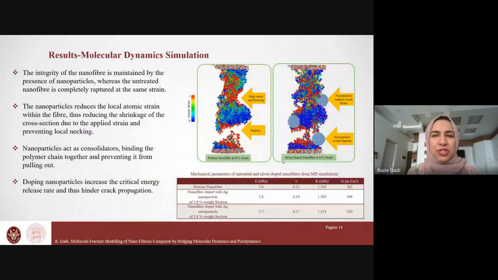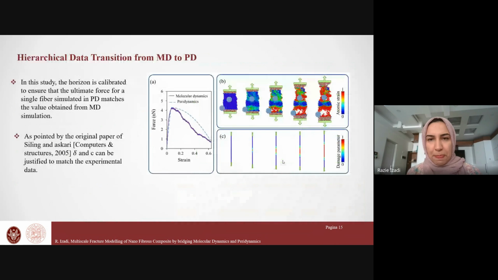A quick conclusion from the MD can be obtained when we compare the untreated, treated, and doped and treated fibers. The integrity of the nanofiber is maintained in the presence of the nanoparticles, whereas the untreated nanofiber is completely detached at the same strength. And also the nanoparticle reduces the local atomic strain, thus it reduces the shrinkage of the cross-section and it prevents the local buckling. And doping nanoparticles quantitatively increases the critical energy release rate and avoids crack propagation.